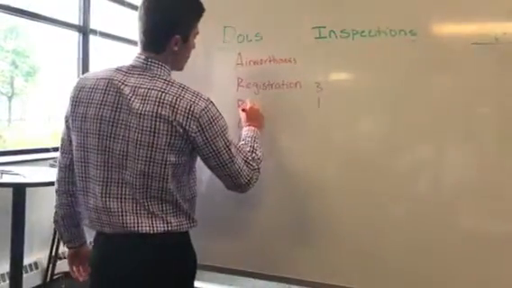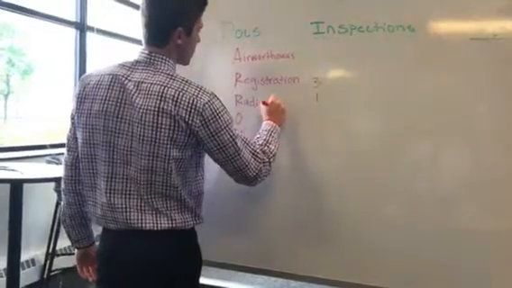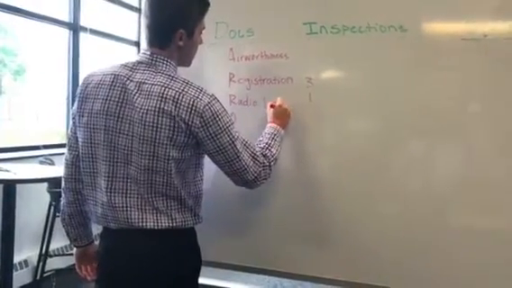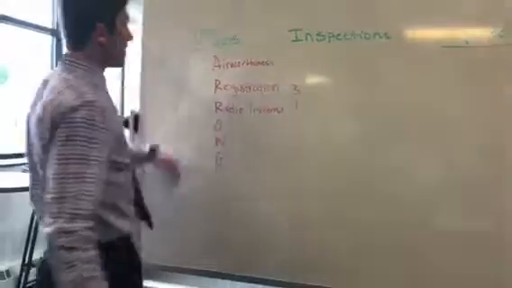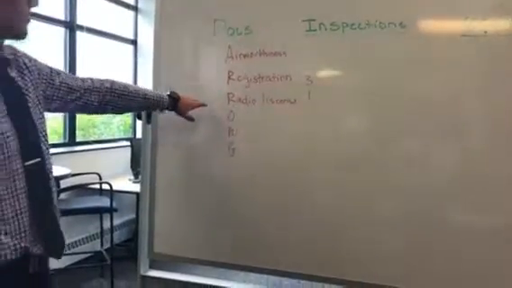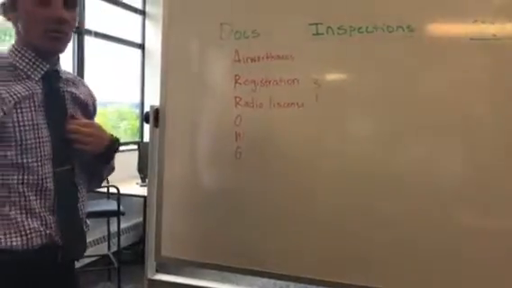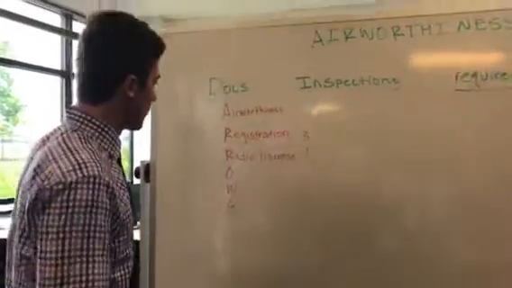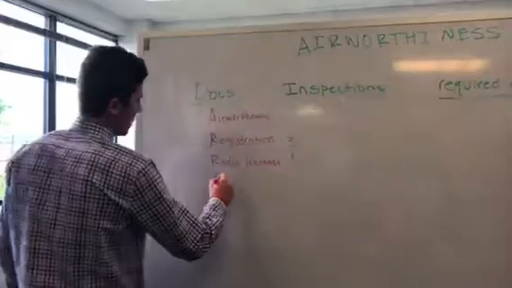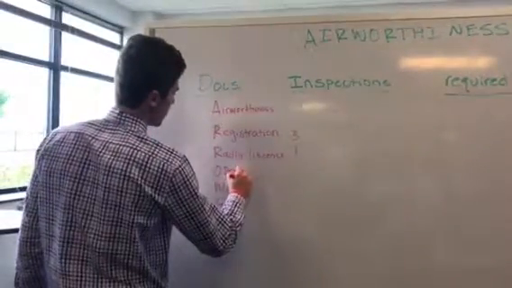Our next is radio license. So if you want to take the plane international, the plane would need its own radio license. You would also need a radio license as a pilot. So there's two.